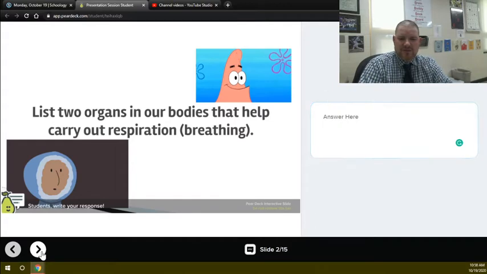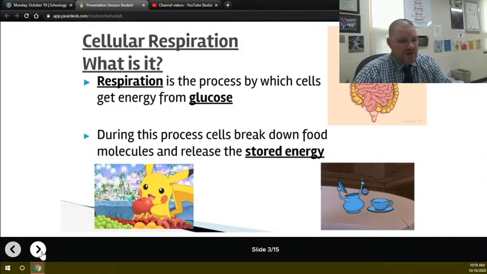Cellular respiration. Respiration is how our cells get energy from the food that we eat. Primarily, this molecule known as glucose, which is the sugar of all sugars, basically, if you want to think of it that way. And during the process of respiration, our food gets broken down into smaller molecules, and then inside of our cells, it breaks apart the sugar even further to release the energy that is stored up inside.